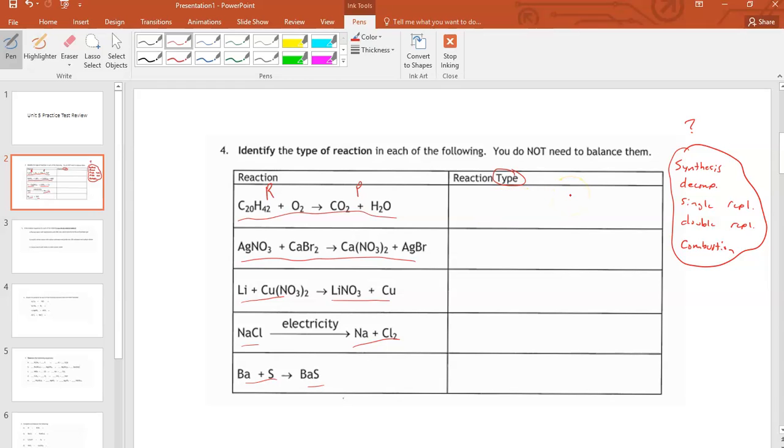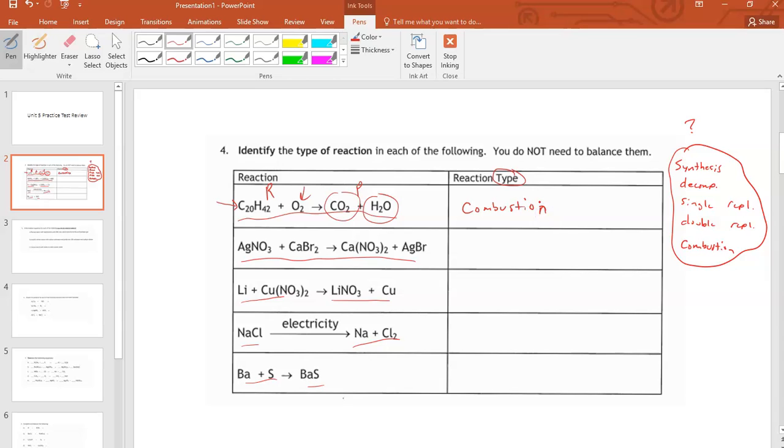All right, now in this first one, we have C20H42 plus O2. So again, if you got your notes from the Tyler DeWitt video, you ought to recognize that this is a hydrocarbon reacting with oxygen to produce CO2 and water. We should immediately recognize that as a combustion reaction.